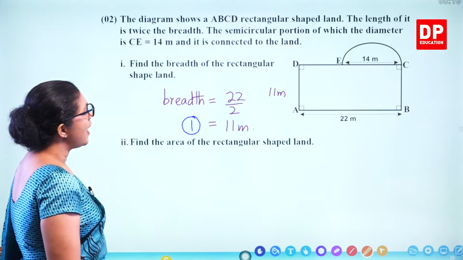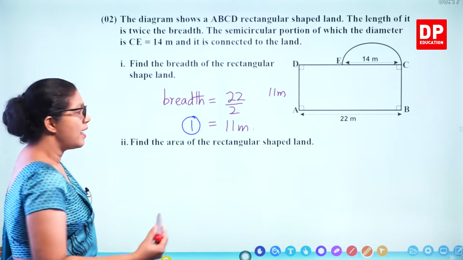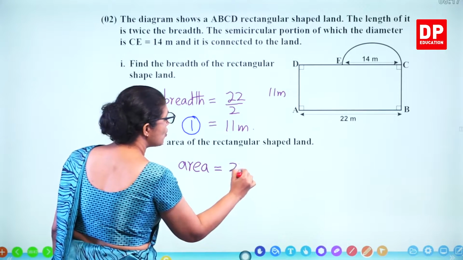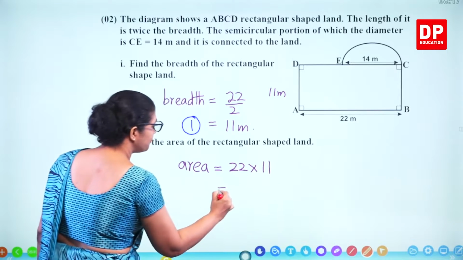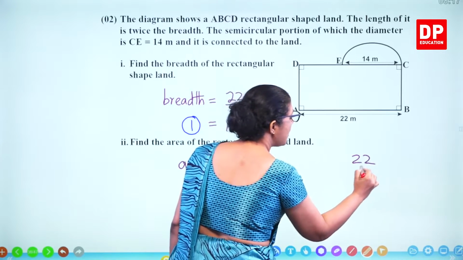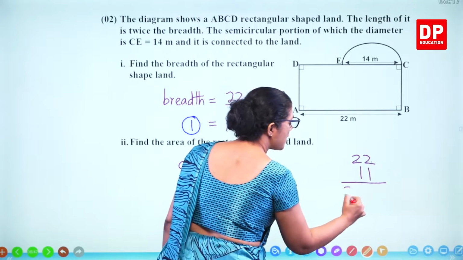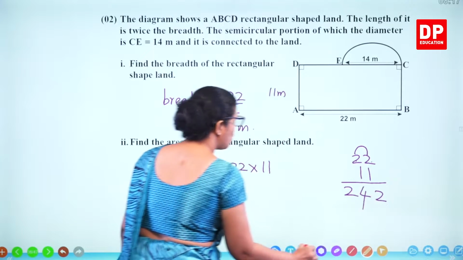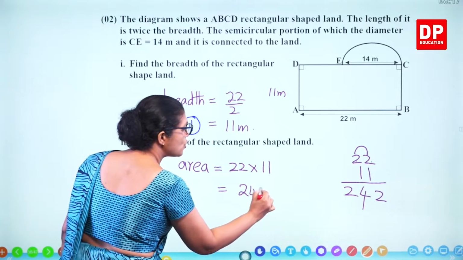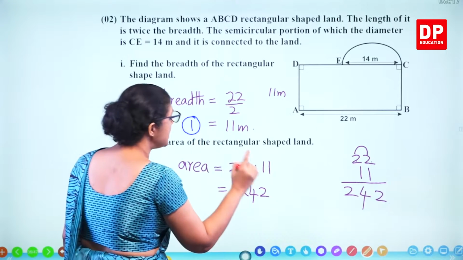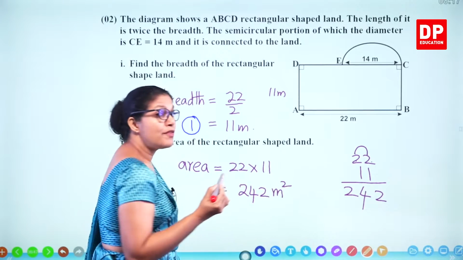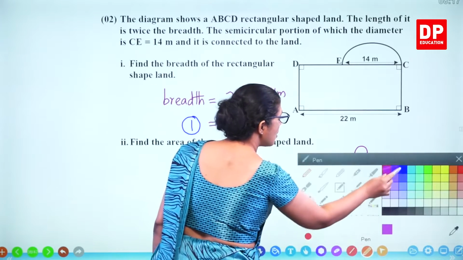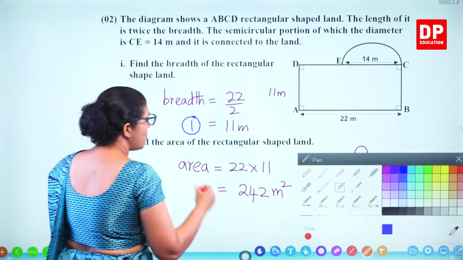Find the area of the rectangular shaped land then. So length into width or breadth. So 22 times 11. How do you multiply by 11 at once? You write down separately and then add these two. 2 plus 2, 4. So the answer is 242 square meters is the area of the rectangular land. So you get 2 marks for this.